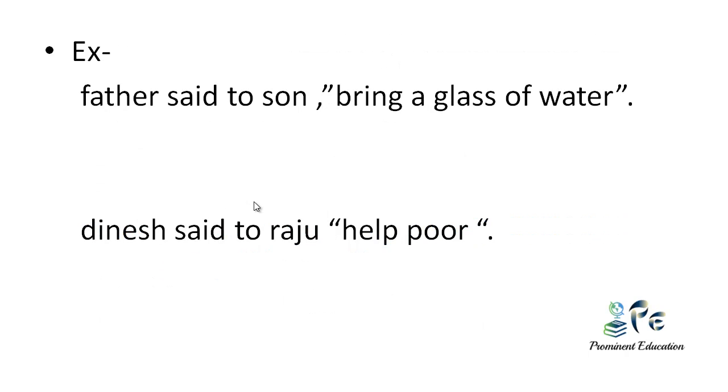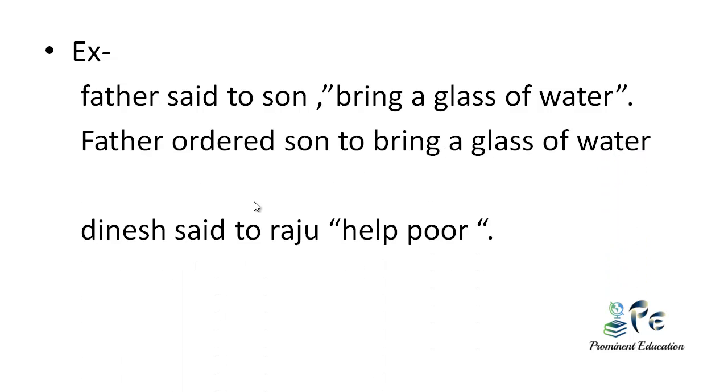Now examples you can see. Father said to son, "Bring a glass of water." Now father is telling his son, it means he is ordering his son. This is changed into "Father ordered son to bring a glass of water." Now after to we are using bring, which is in V1 form.